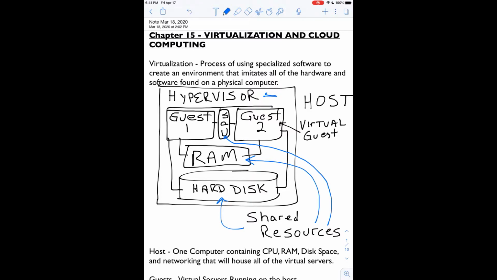So what is virtualization? The technical definition is the process of using specialized software to create an environment that imitates all of the hardware and software found in a physical computer. In reality, it's a piece of software called the hypervisor that will better utilize the CPU, memory, and hard disk of a machine. So instead of running a single physical server that does a single physical task, we can now run multiple servers on this host.